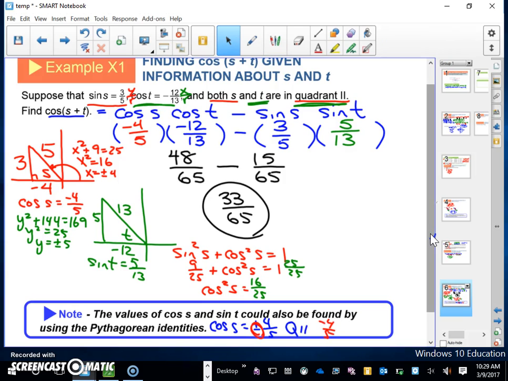I don't think most of you are going to want to do it this way. I think most of you would much rather draw the picture. I know I would. We've drawn these triangles a lot of times, and I think it's faster for most of us. But if you want to use the identities, you can. It's the same thing, and we would say it's 33 over 65.